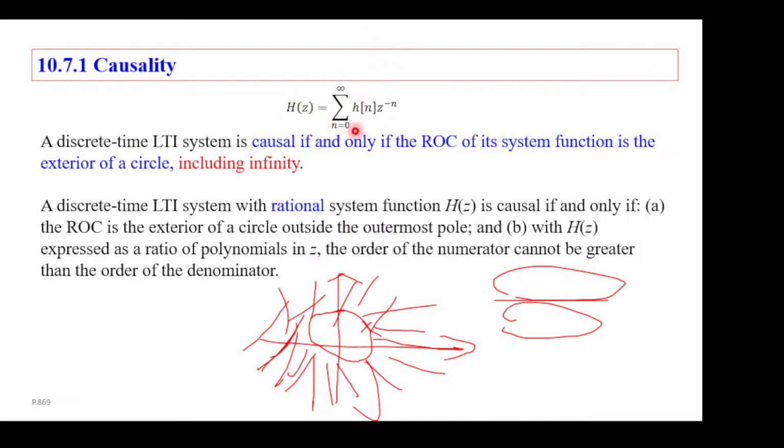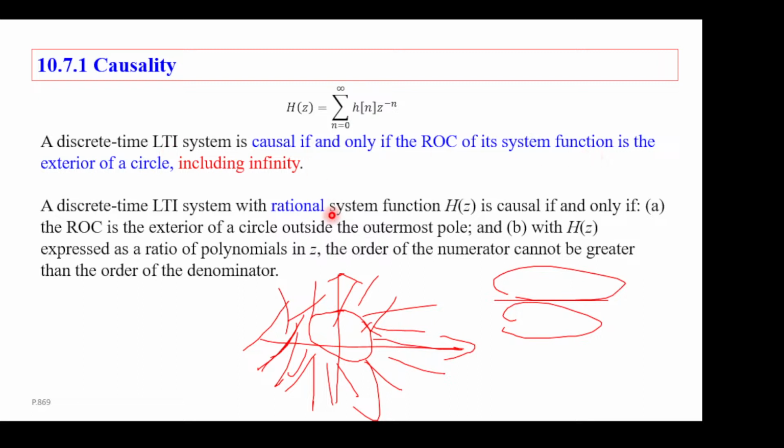you just look at H of z equal to the summation of h of n z to the minus n, and the first thing you want to see is whether this is causal. If it's causal, all the h of n is 0 for n less than 0, right? So we rewrite this as the summation from n equals 0 to infinity. We look at this, and we see that this should converge. If it converges at some z, then it should converge at a bigger z, because all the z has a minus power.